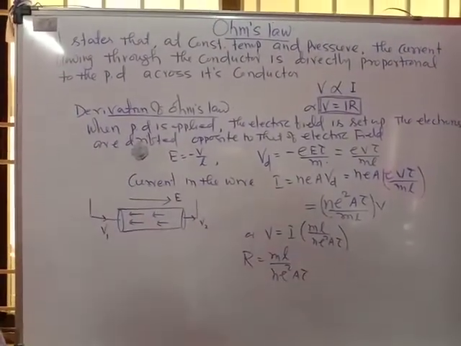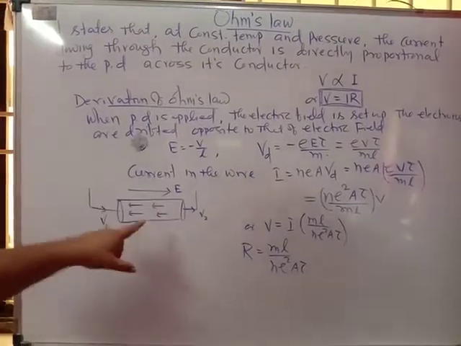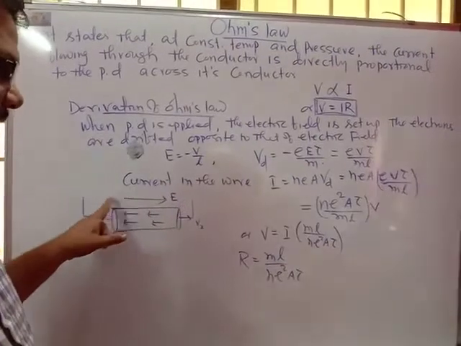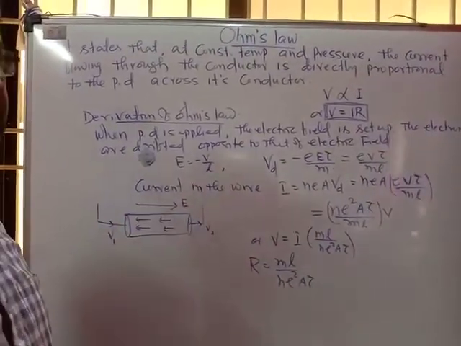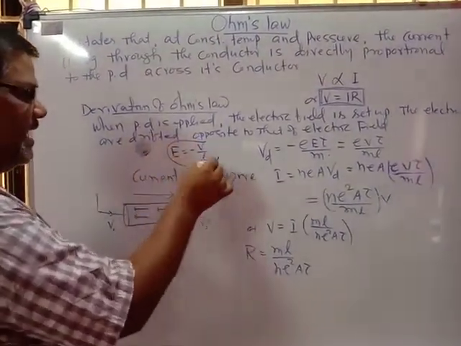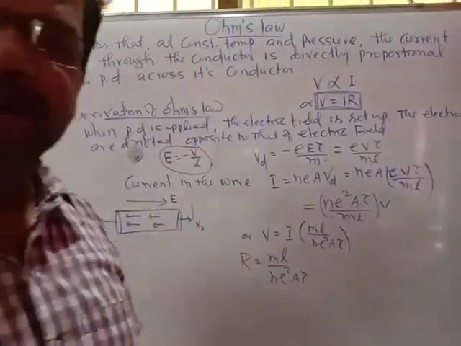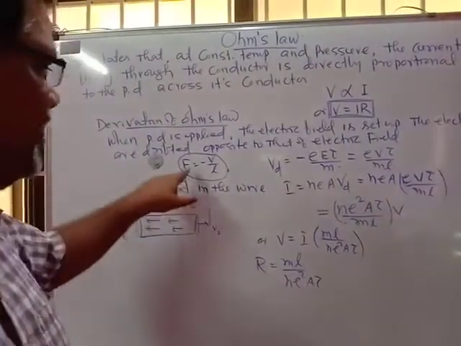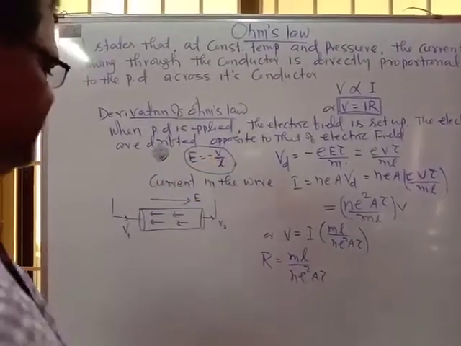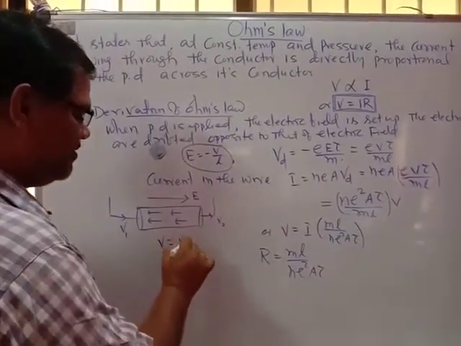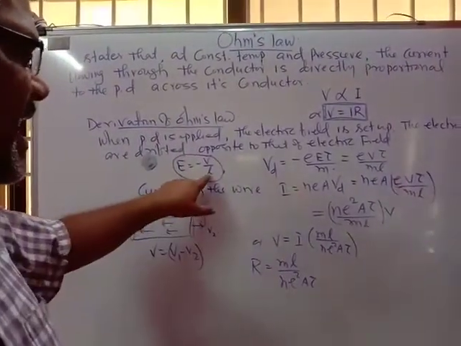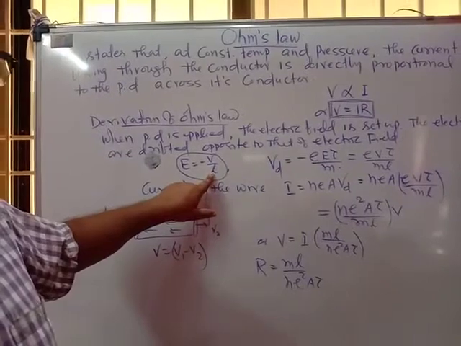So when PD is applied, an electric field is set up and electrons are drifted opposite to the electric field. The electric field that is set up is E equal to minus V upon L, because E equals minus dV by dL. V is the potential difference, V1 minus V2, maintained at the two ends of the conductor, and L is the length of the conductor.